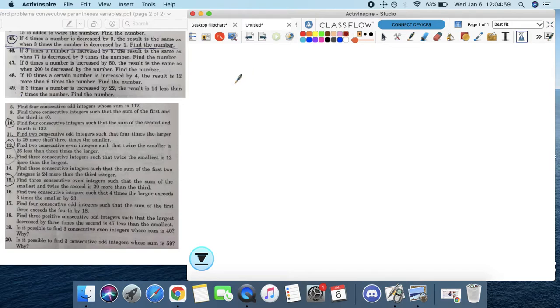14. Find 3 consecutive integers. Again, consecutive integers, one following the other one. x plus 1, x plus 2. So here are my 3 consecutive integers. First, second, third. Such that the sum of the first 2 integers, so x, the first number, plus the second number, equals 24 more than the third integer, which is x plus 2.